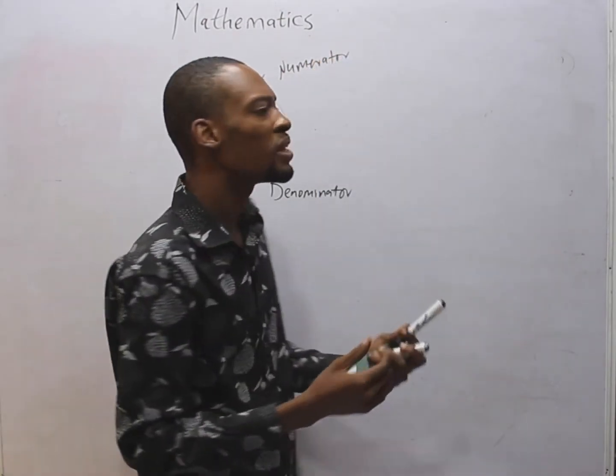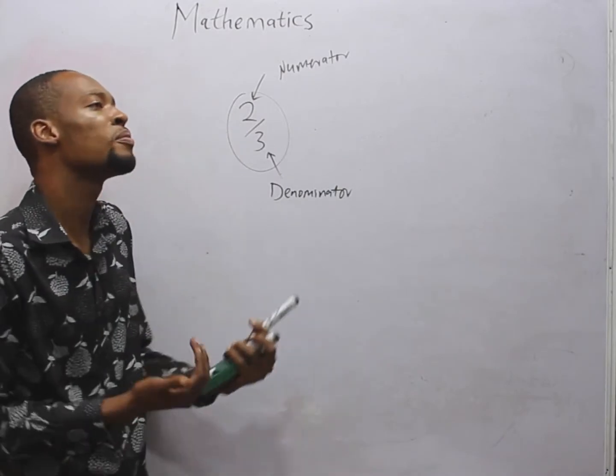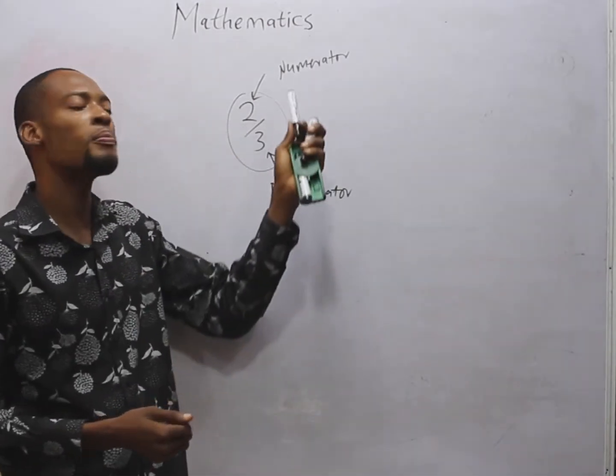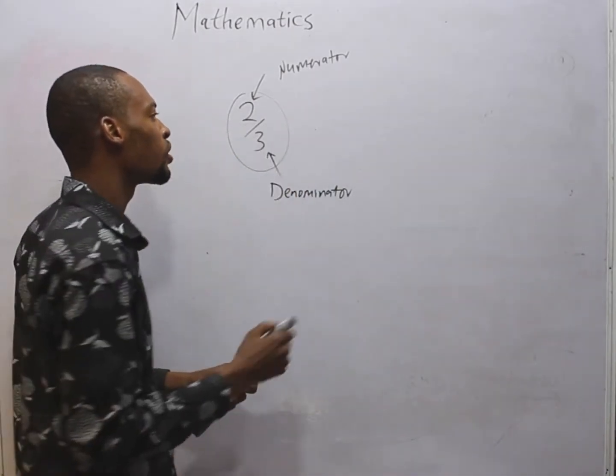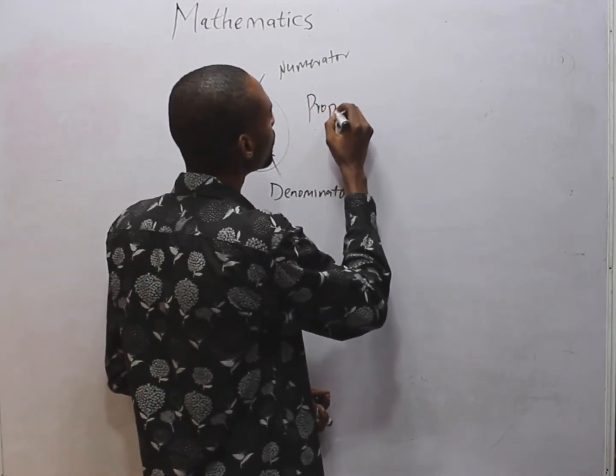Now, if the numerator is smaller than the denominator, like in this case, the top is smaller than the bottom, we call it a proper fraction.